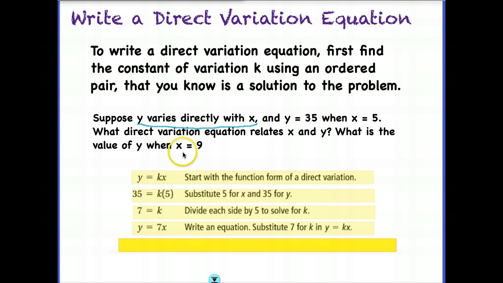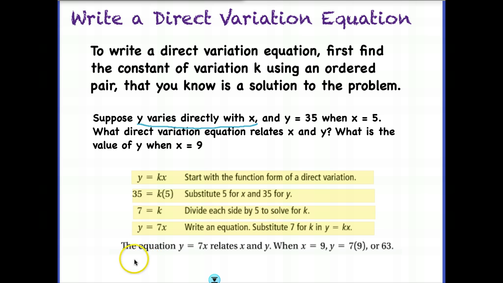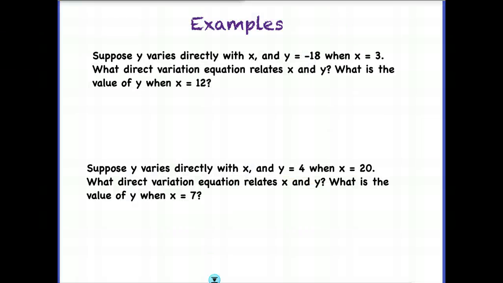So if we know x, we could substitute the 9 in here for x, and that would give us y. So the equation y equals 7x relates x and y. When x equals 9, y equals 7 times 9, or 63. So really, this is a two-part question. We need to have first written a direct variation equation based on this point, and then we need to find the value of y when x equals 9. Let's try some on your own. So go ahead and pause the video and give these a try, and then come back and let's do them together.